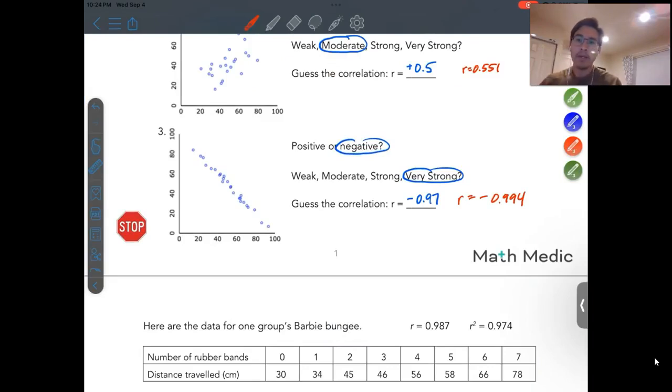I want you to pause the video here and then work on page 2. On page 2, you're going to be writing some interpretation, interpreting this correlation value, as well as another measurement called the coefficient of determination. After all the groups are finished with page 2, you can unpause the video and see the rest of this debrief.